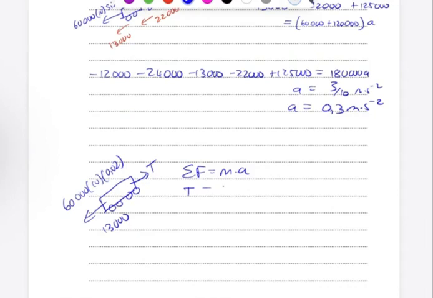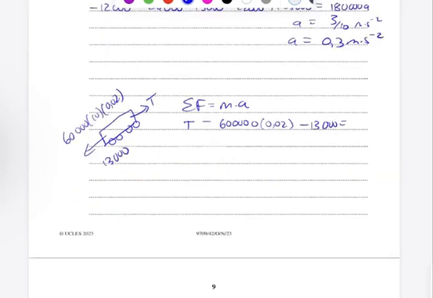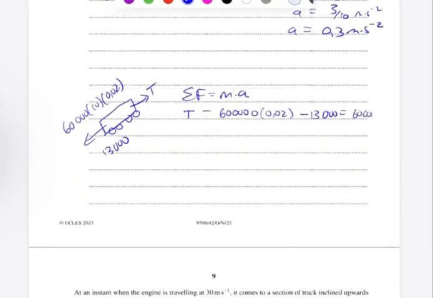Tension minus. And then my mass, now we're only looking at the mass of the coach, 60,000. And we already know our acceleration is 0.3. So our only unknown is the T. Plus 13,000 plus 60,000 plus an extra 0.